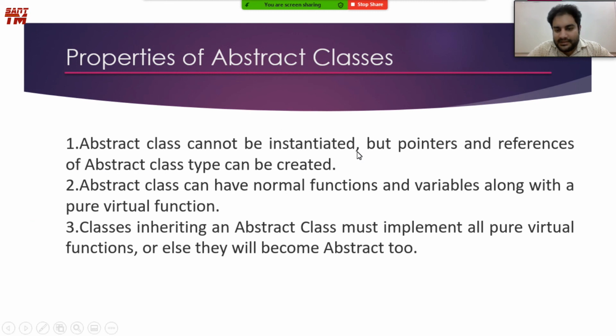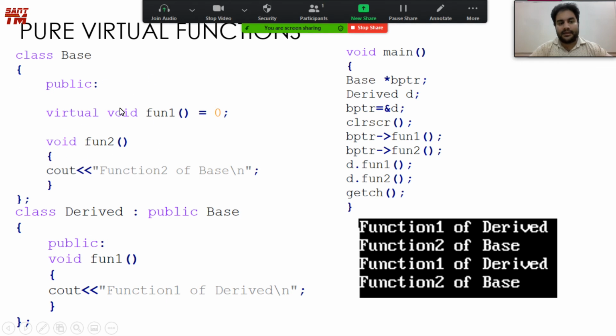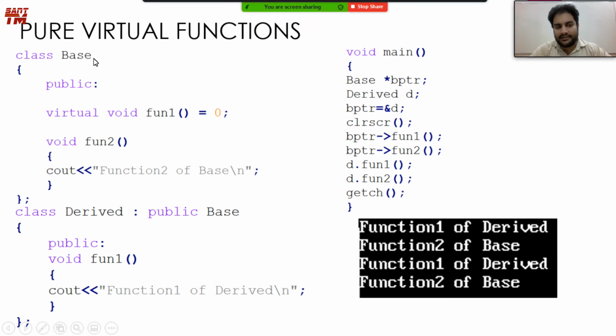An abstract class cannot be instantiated, but pointers and references of abstract type can be generated. That means you can create pointer objects like BPTR we created here. See, the base class here is implementing a pure virtual function, so it is an abstract class. As it is an abstract class, we cannot create an object, so we created a pointer object here. We can create pointer objects and references, but a normal object of base we cannot create. If you write base B, the compiler will give an error. Okay, you can try that.